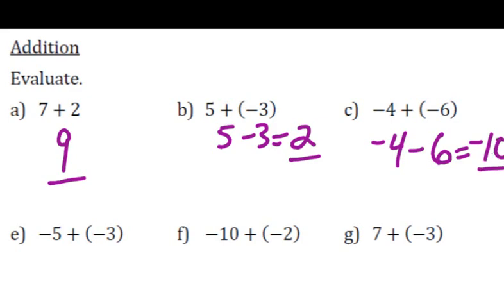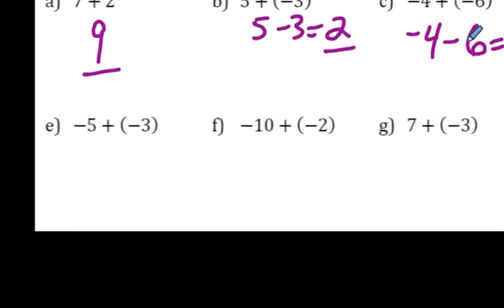Or if you don't like money examples, think of it as temperature. It's minus 4 outside, and it gets 6 degrees colder, minus 6 colder. You're now at negative 10 or minus 10. It's very cold. Okay? In the US, they say Fahrenheit, minus 10 Fahrenheit, which is very cold.